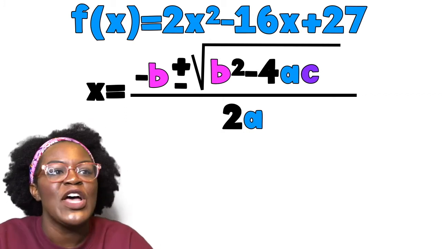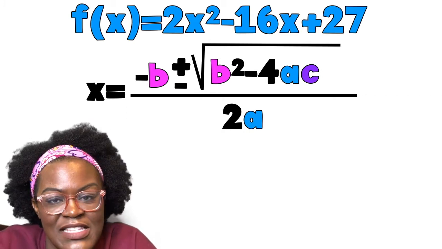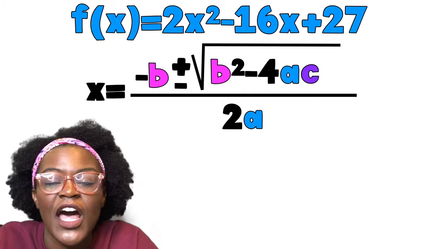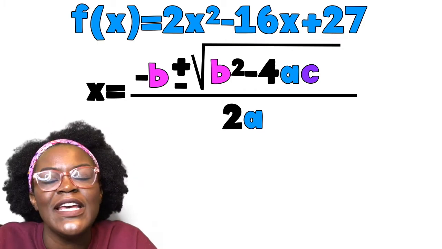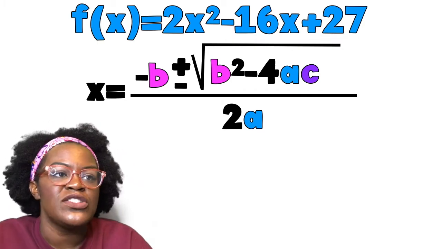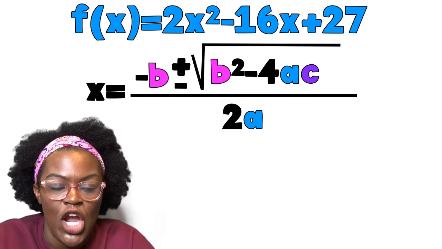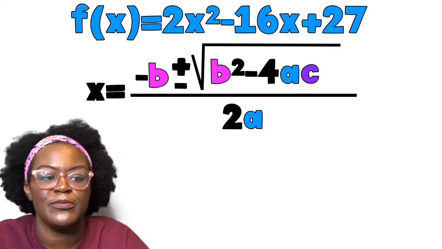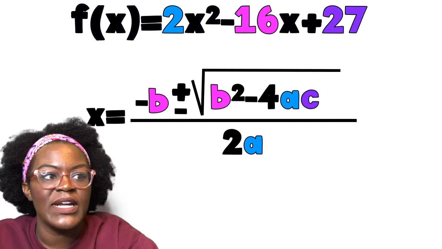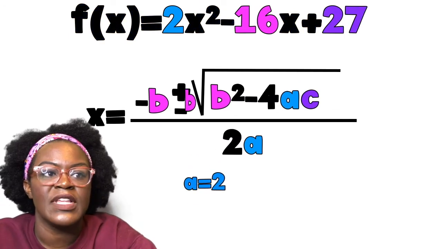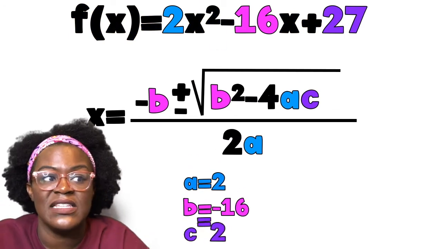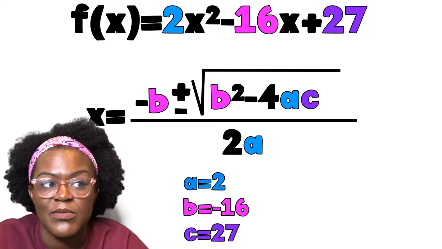Example number one. We have to decide what A, B, and C are so that we can plug them into the formula. I color-coded everything beautifully, might I add. A's are blues, B's are pinks, C's are purple. So we're gonna decide first: A is 2, B is negative 16, and C is negative 27. Does everybody see where I got those numbers from?